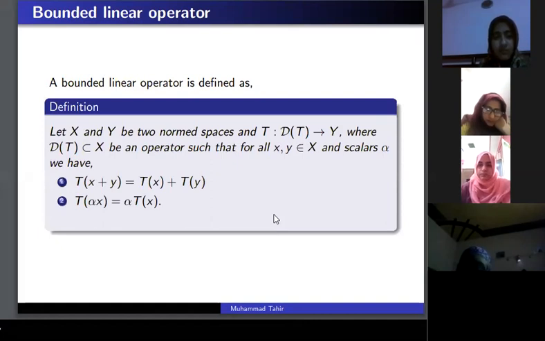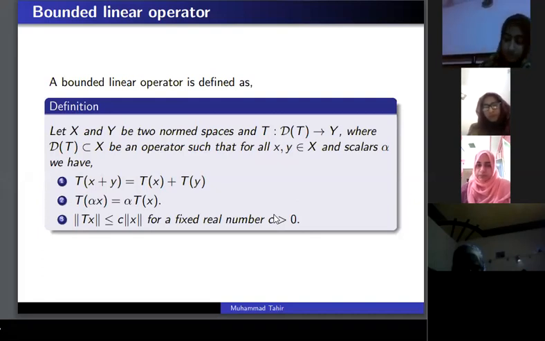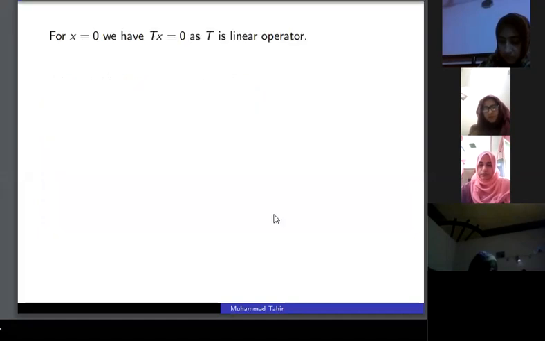For an operator to be a bounded linear operator, we have an extra condition. This is norm of Tx less than or equal to C times norm of x for a fixed real number C greater than 0. So if an operator satisfies these three properties, then that operator is called a bounded linear operator. For x equal to 0, we know that when T is a linear operator, then T of 0 is 0.